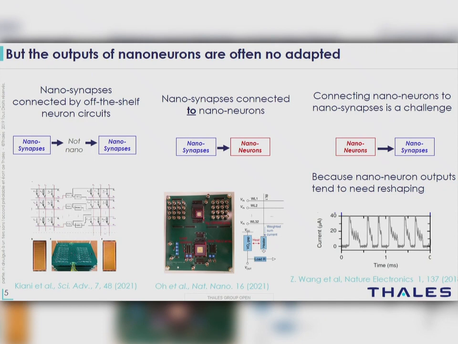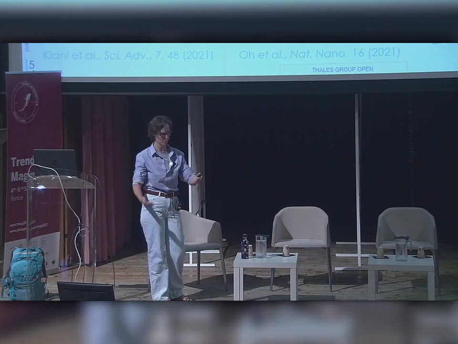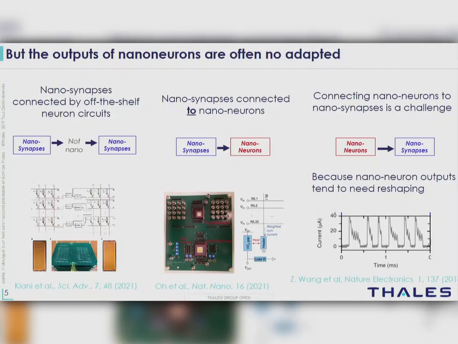So what you find in the literature, and these are mostly with memory-based devices because these are more advanced in neuromorphic computing, they are more mature. So you see we have papers like this where you have nanosynapses, several layers, connected by something that is not nano, so either a microcontroller or just off-the-shelf analog components.